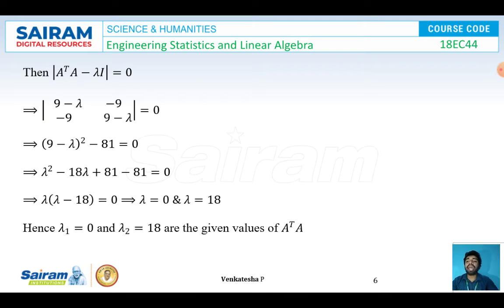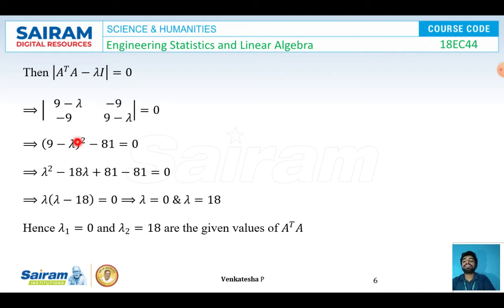Now to find the eigenvalues, I am going to apply the determinant on both sides. I got the equation determinant of A transpose A minus lambda I is equal to 0, which is called the characteristic equation, which is useful to find the eigenvalues. So now I got the equation like this: the determinant of 9 minus lambda, minus 9, minus 9, 9 minus lambda is equal to 0. By expanding this, we'll be getting (9 minus lambda) whole square minus 81 is equal to 0.